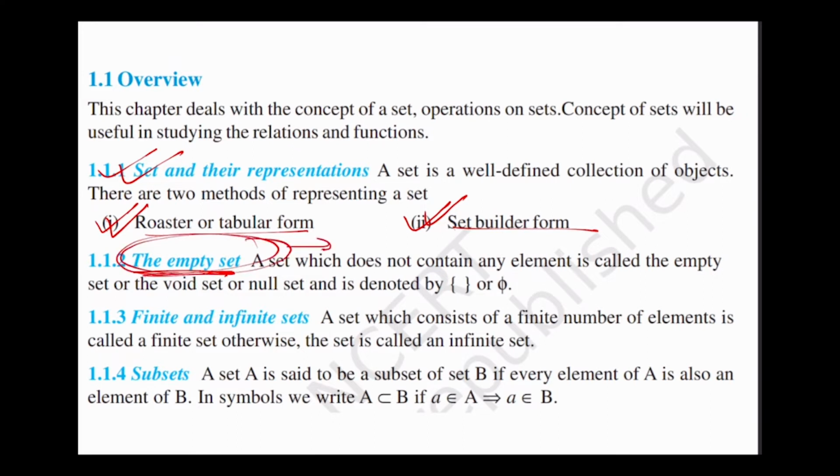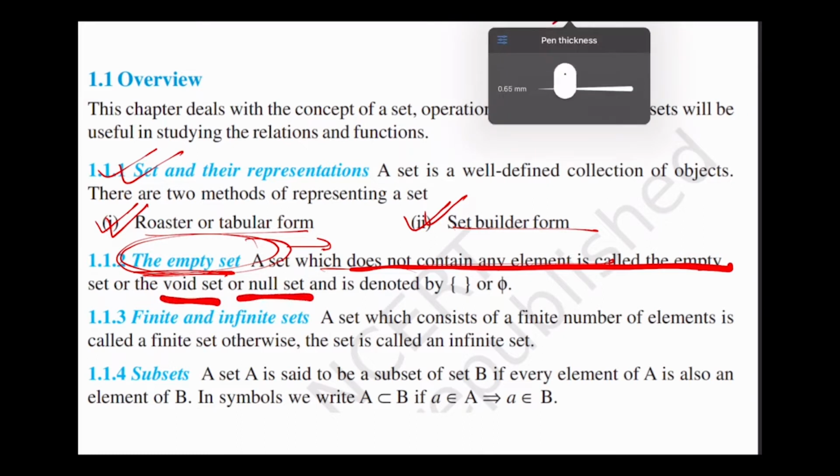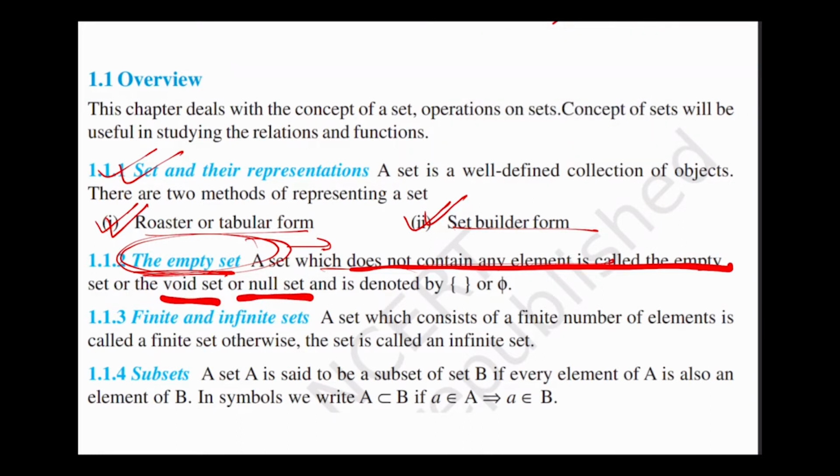What is an empty set? A set containing no element. A set which does not contain any element is also known as a void set or null set. What is it known as? Void set or null set. We denote that set by just empty brackets, or phi. Clear everybody?